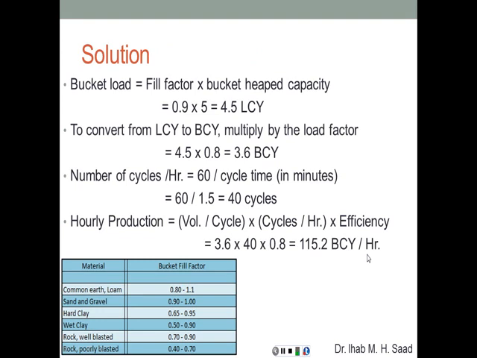If the question was to calculate that hourly production in loose cubic yards, we wouldn't have to multiply by the load factor in this case. So it's going to be 4.5 loose cubic yards instead of 3.6 times 40 cycles times 0.8, and that would give a different number that's going to be in loose cubic yards per hour. So always make sure what the question is asking about. Is it asking about bank cubic yards or loose cubic yards?